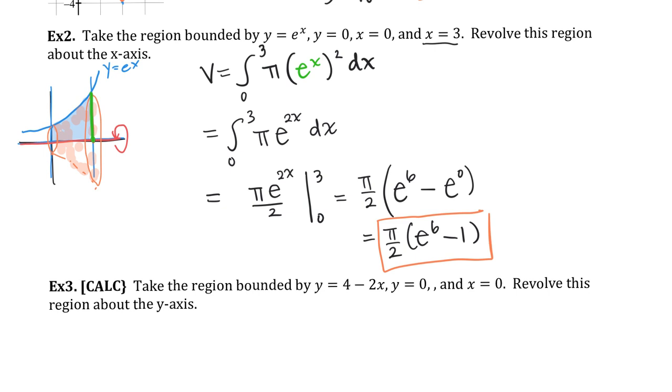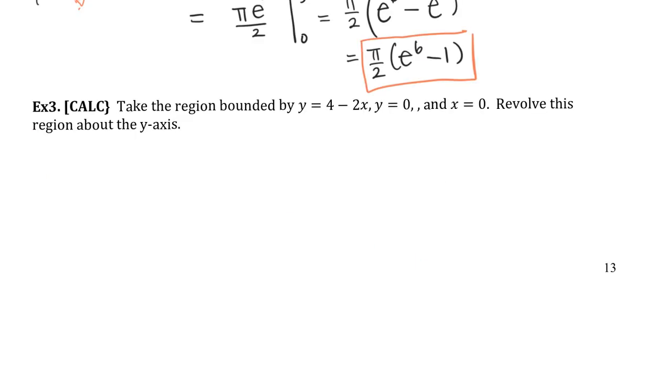Okay, let's consider the next one. Last example. It says we're going to use a calculator on this, but we're still going to have to calculate this. Let's do a sketch. Take the region bounded by y equals 4 minus 2x. The y-intercept is 4, something like that. Let's make it blue. y equals 0 is the x-axis. x equals 0 is this thing right here. So I'm really looking at this little triangle. Revolve this around the y-axis. So here's my y-axis, and this thing's going to get rotated around it.